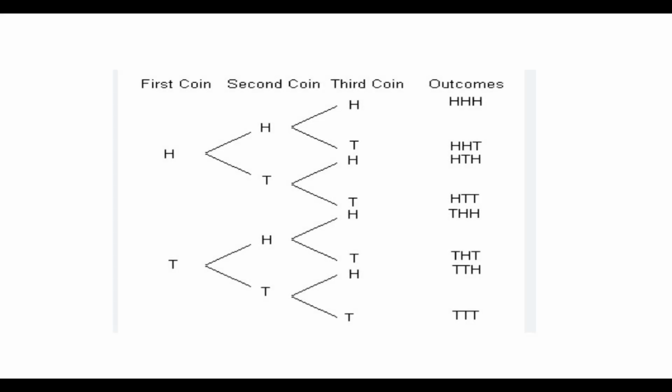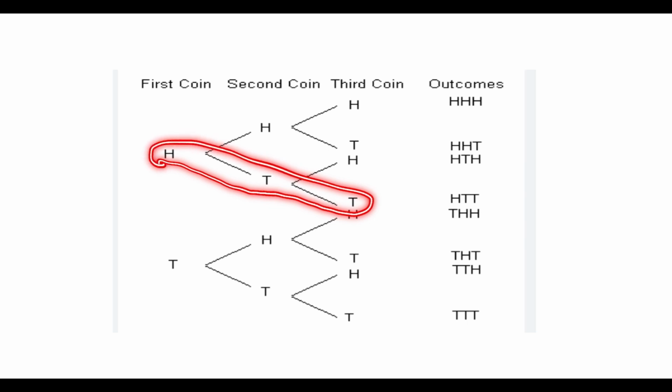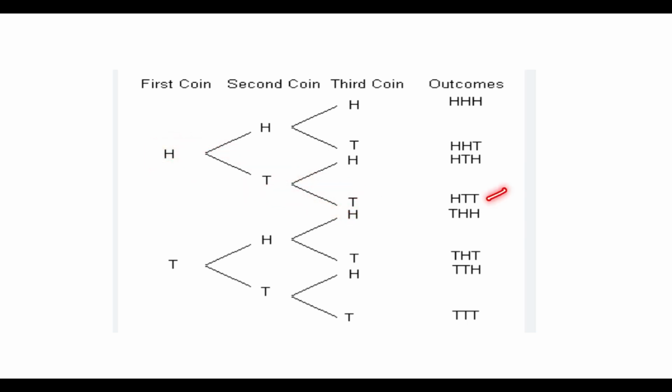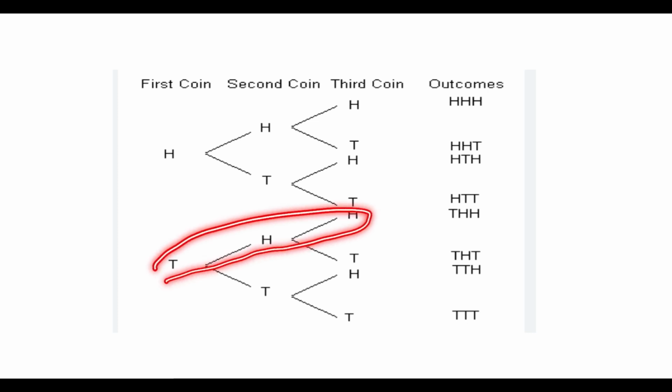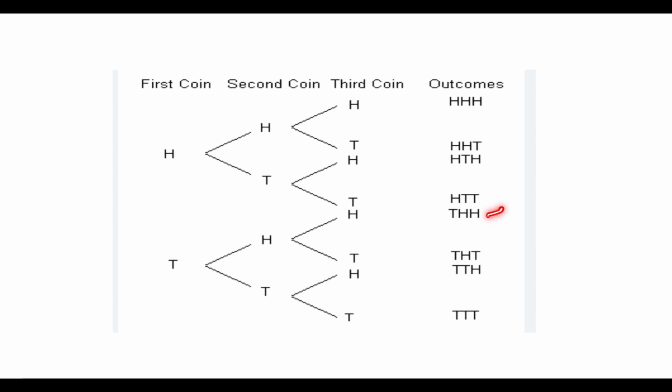So therefore, the outcomes are head, head, head, or H, H, H. Next, head, head, tail, or H, H, T. Next, head, tail, head, or H, T, H. Next is head, tail, tail, or H, T, T. Next is tail, head, head, and that is T, H, H.